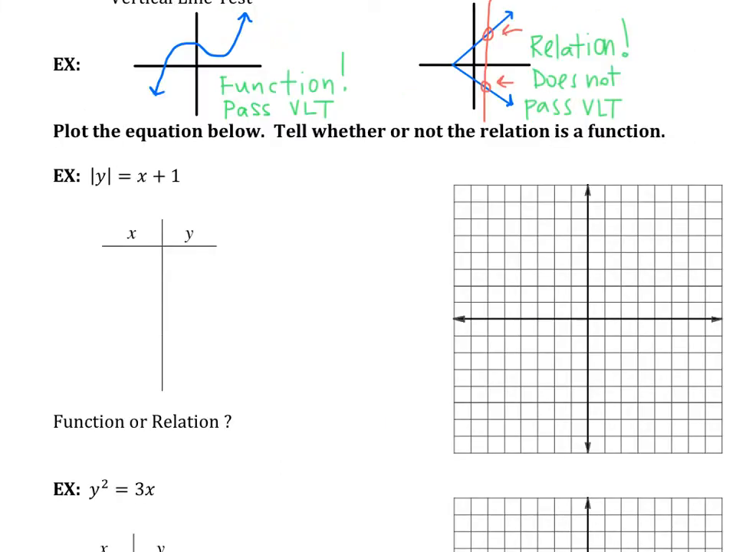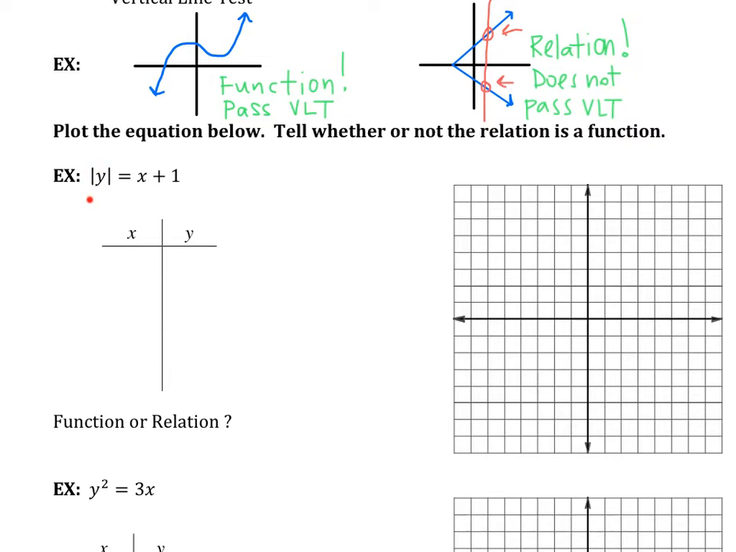Okay, now what we're going to do is we're going to actually plot the equation. We're going to graph, and then from that graph, we're going to determine whether or not the relation is a function. Okay, so all of these represent relations because it's comparing x and y values. We'll have ordered pairs. All right, so we look at this first example. The absolute value of y equals x plus 1. Okay, we might have seen some absolute value equations before and graphed those, right? So we should be thinking there's some sort of V. It should look like a V, but this time it's y that has that absolute value.